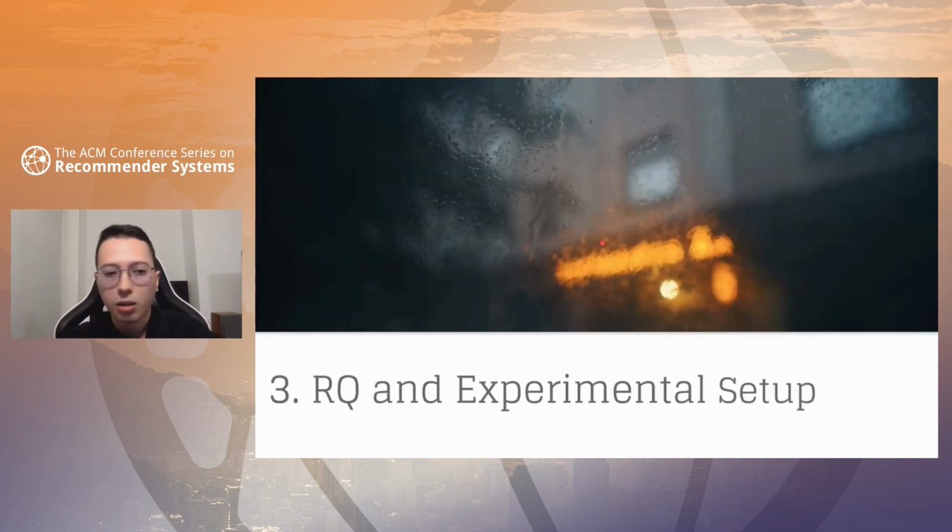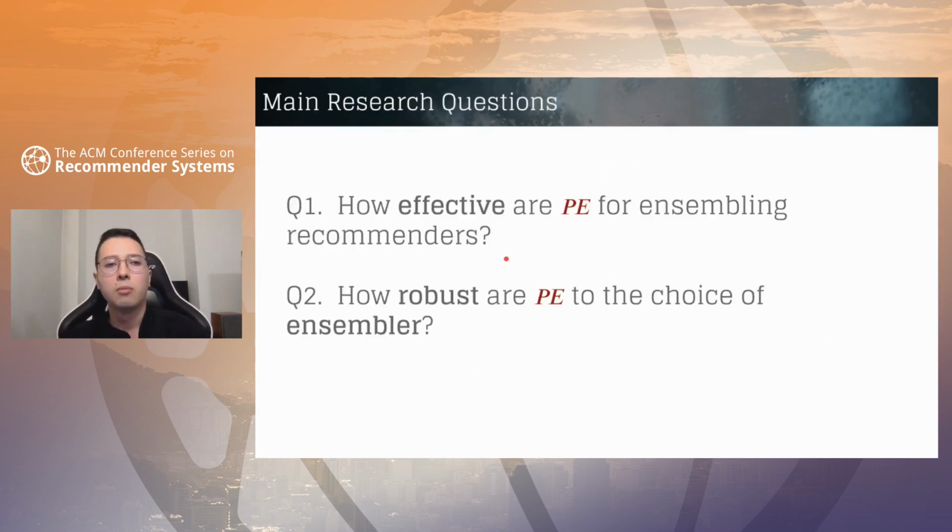So, our research questions. I will talk a little bit about the experimental setup, but the main research questions we wanted to answer are: how effective are the performance estimates for ensembling recommenders, and how robust are they if we change the function that takes the performance estimates as input space, that is, if we change the machine learning model that we are training based on the scores of the base recommenders?